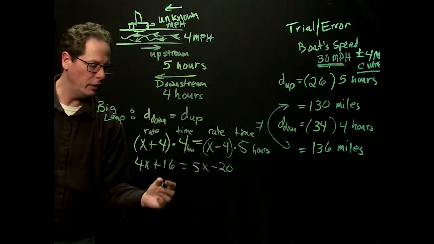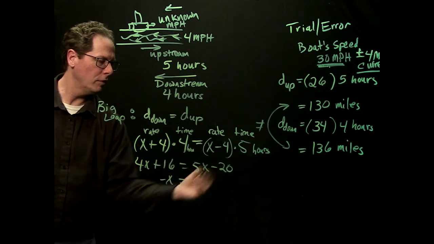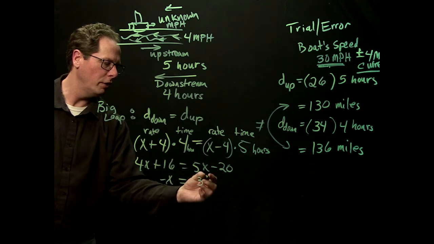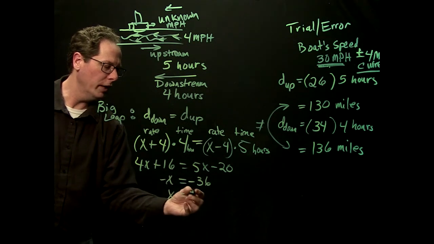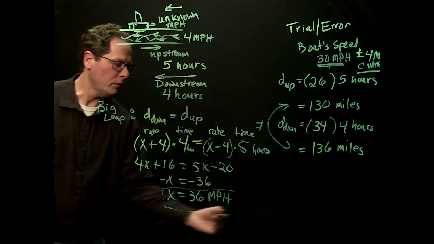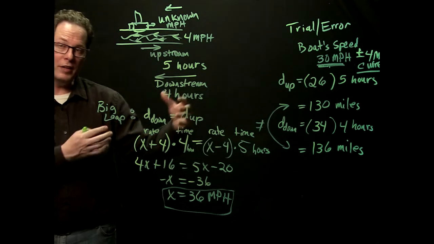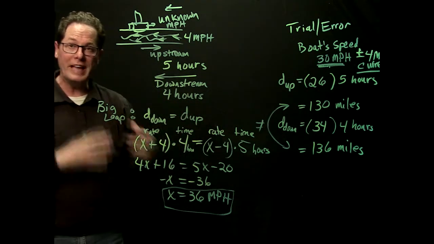We're going to get all your x's together. Let's bring the 5x over. That gets us a negative x on the left. Bring the 16 over there. Gets you negative 36. And there's our answer. x is 36 miles per hour. The boat would have to be going at a constant rate of 36 miles per hour in order for the distance upstream to equal the distance downstream.